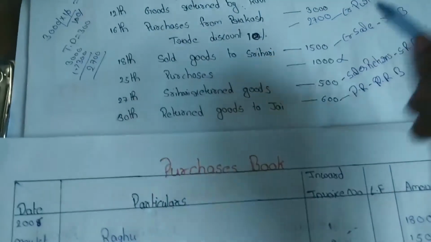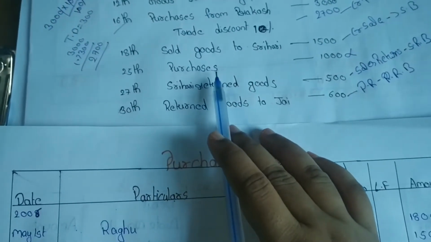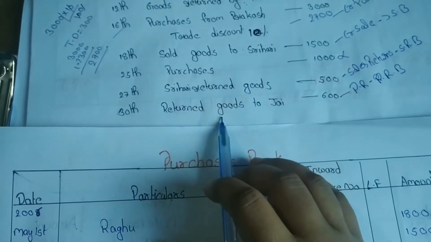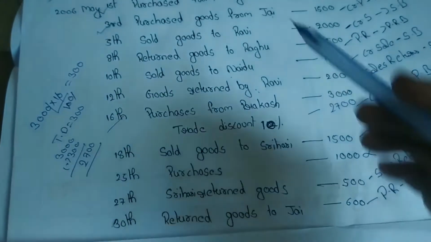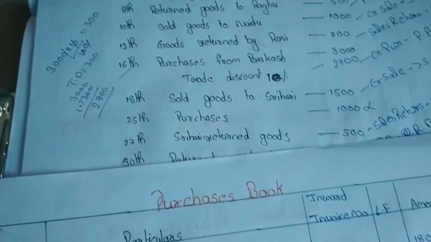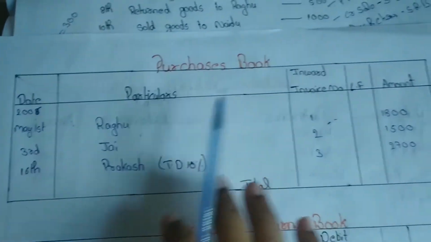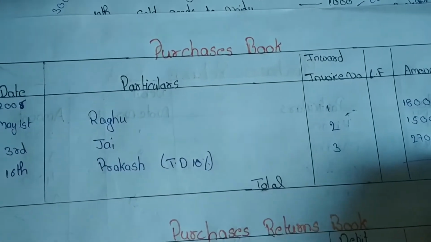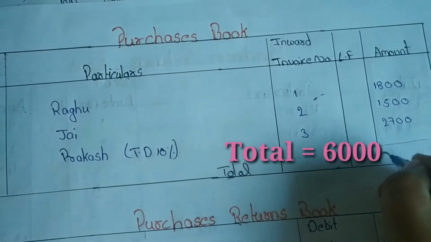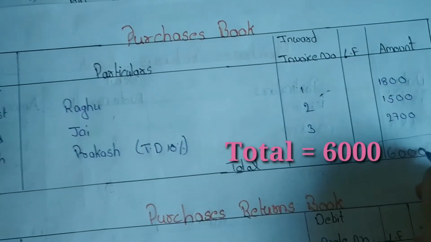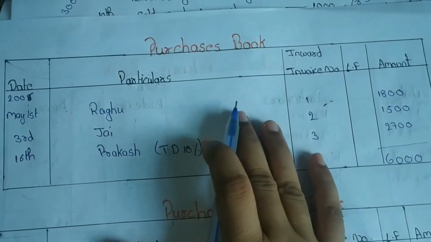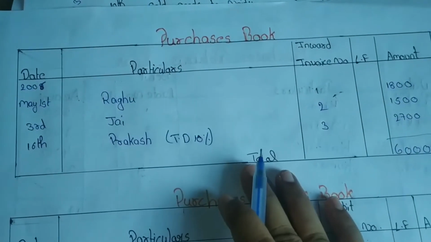Okay. Next. It was also not recorded anywhere. So it was a cash purchase. It does not come anywhere. So it was a sales return and it was a purchase return. So only 3 transactions should be recorded in purchase book. So purchase book was completed. Let's total this. Okay, the total of purchase book was 6,000. Okay, so in 2006 May month 6,000 purchases was done. Okay, so purchase book completed.